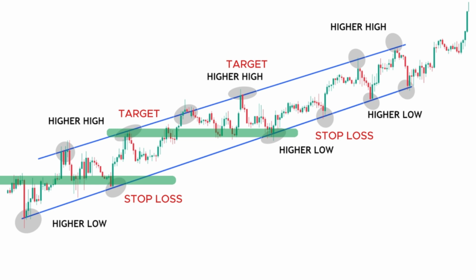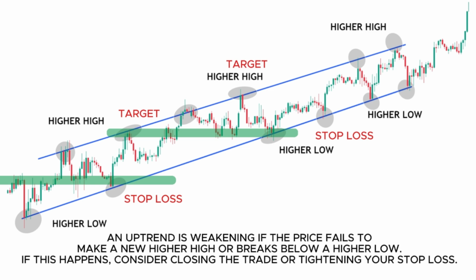Exit when the trend weakens. An uptrend is weakening if price fails to make a new higher high or breaks below a higher low. If this happens, consider closing the trade or tightening your stop loss.